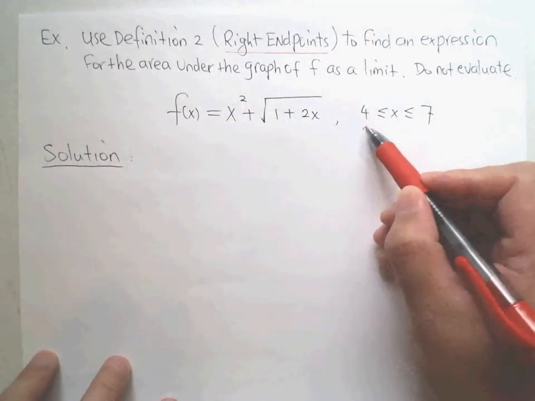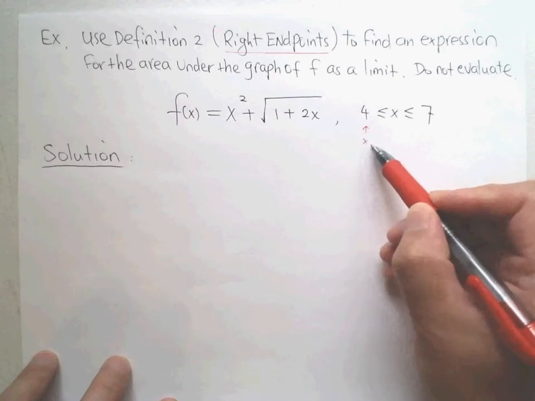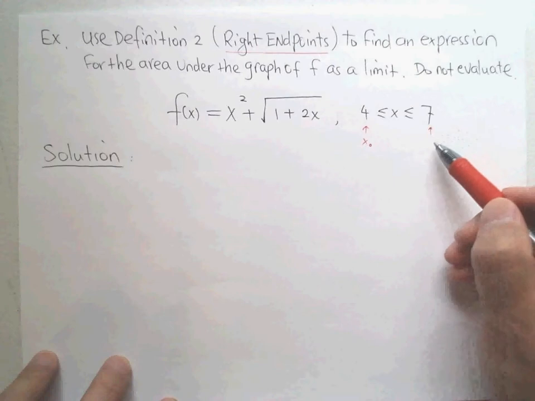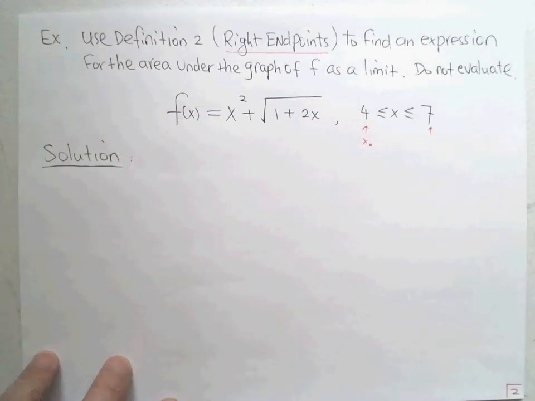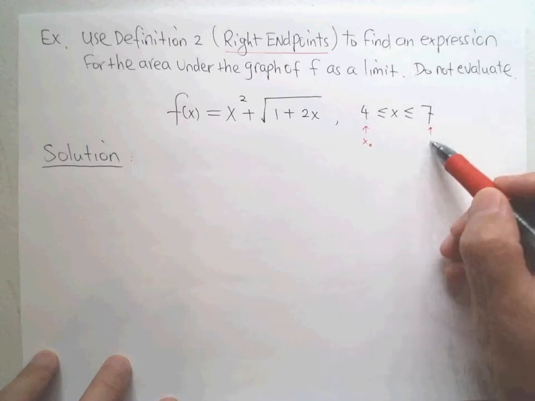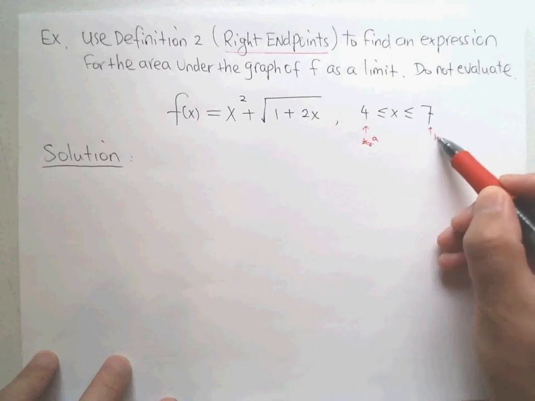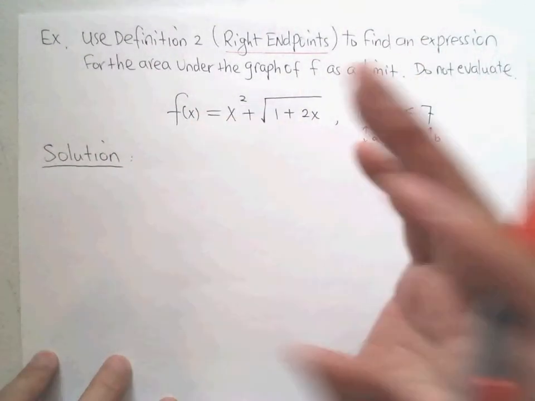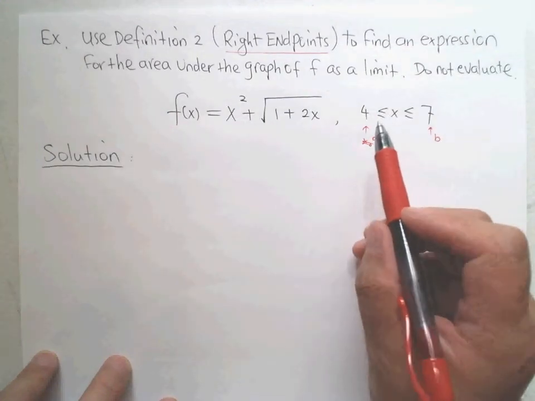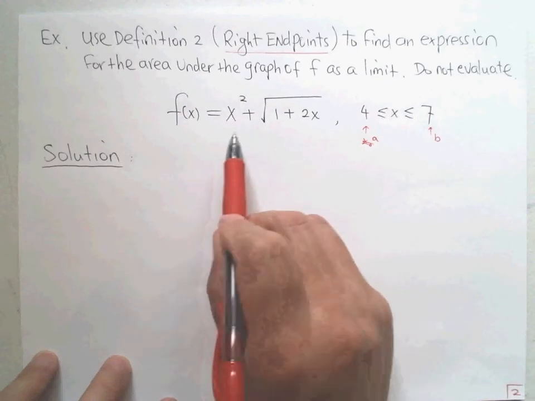So, remember, this is the function, right? This is x0, and this is xn. This time when we take a limit, we cannot say xn. It's better to say this is a, and this is b. So the two end points. That means we can determine the interval is from 4 to 7.